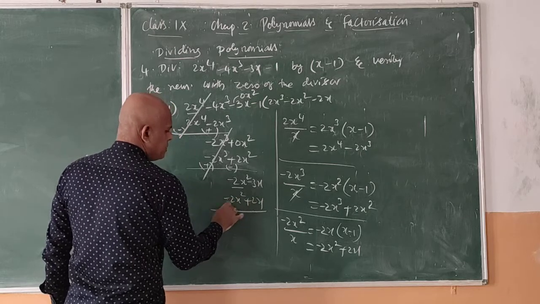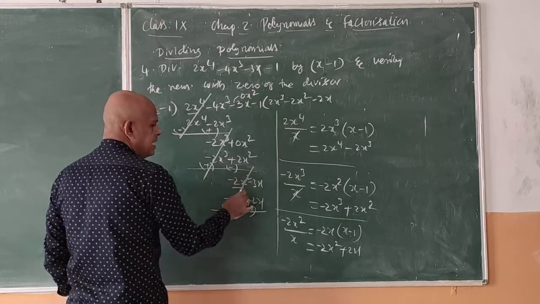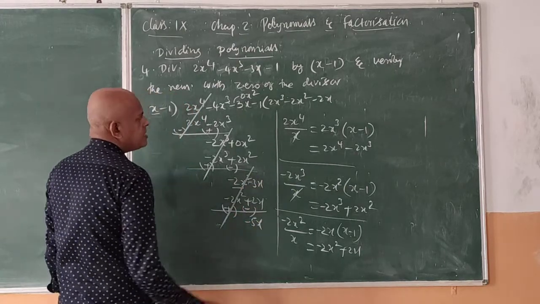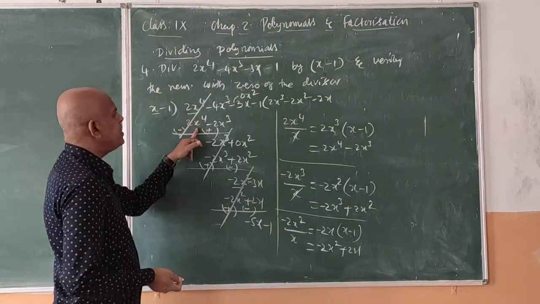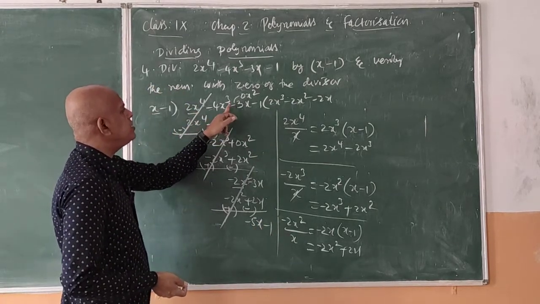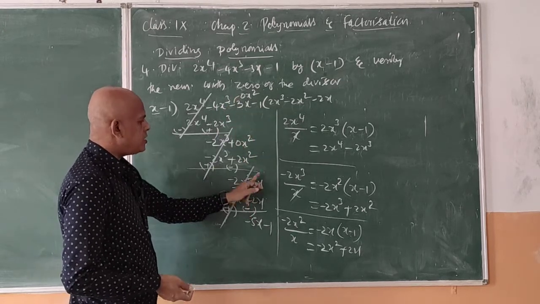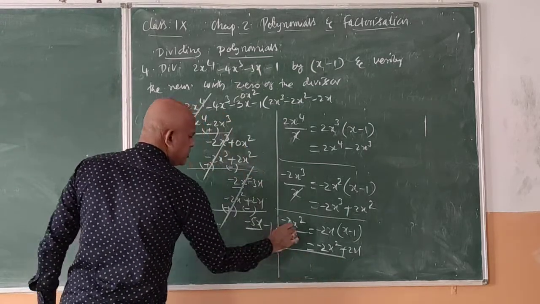So minus means plus, signs will change, plus means minus. Minus 2x square plus 2x square gets cancelled. Minus 3x minus 2x, minus 5x. Next what is left here? Minus 1. So first we have taken these two terms, next we have taken the x square term, not there, next 3x, next we are taking 1.